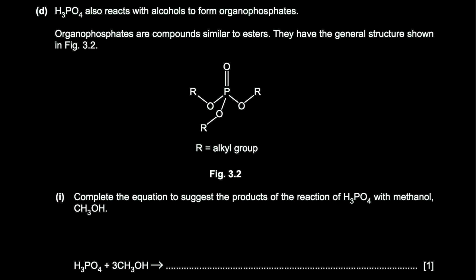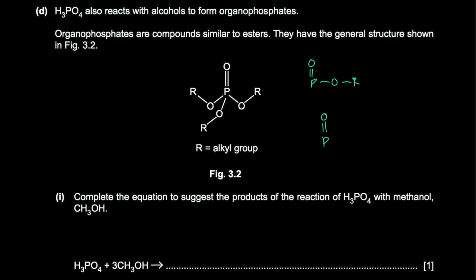H3PO4 also reacts with alcohols to form organophosphates. Organophosphates are compounds similar to esters. They have the general structure shown in figure 3.2. Now in organophosphates, we see this POOR, which is similar to what we see in esters. In esters, we have a COOR. Now instead of a carbon here, we have a phosphorus. So that's basically what organophosphates have.